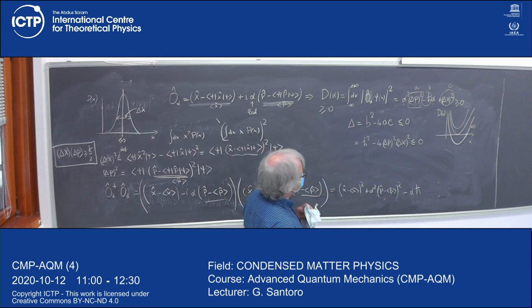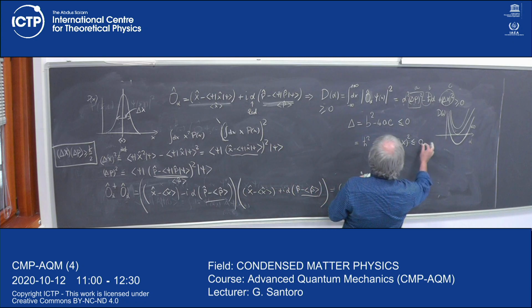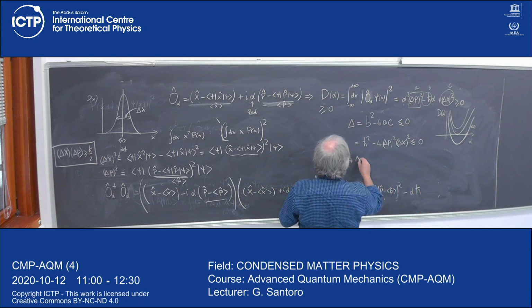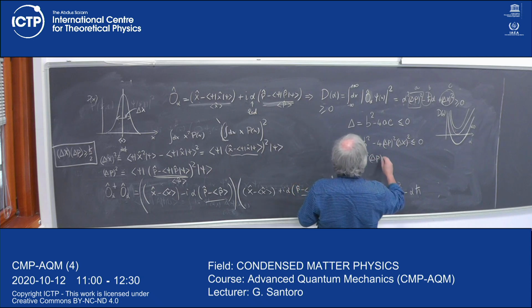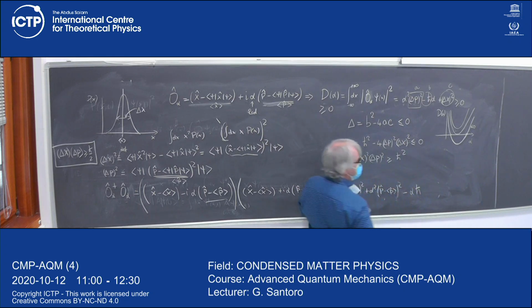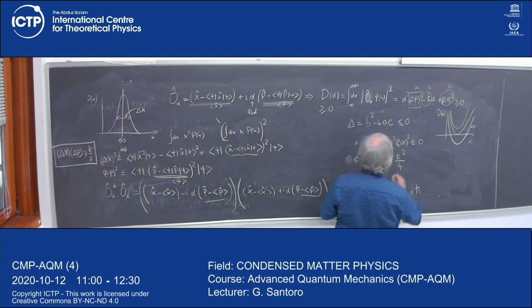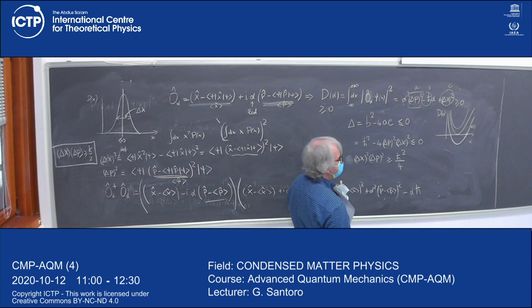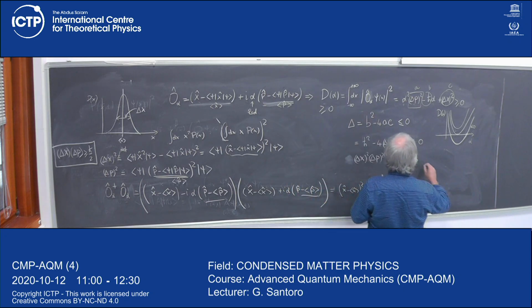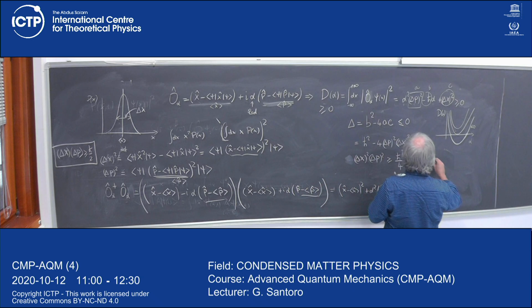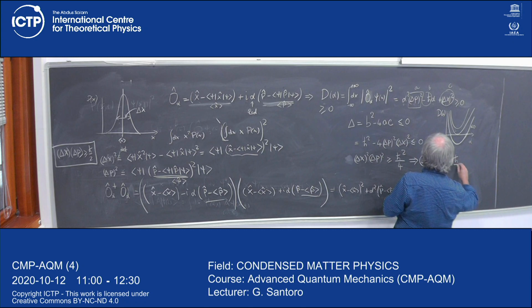Let's do one more step. You bring this on this side, and you have that 4 delta x squared delta p squared is greater or equal to h bar squared. Okay? You divide by 4, allow me to do that. Okay? You take the square root of everything, and you deduce that delta x times delta p should be greater or equal to h bar over 2. Okay? Is it clear? Yes.